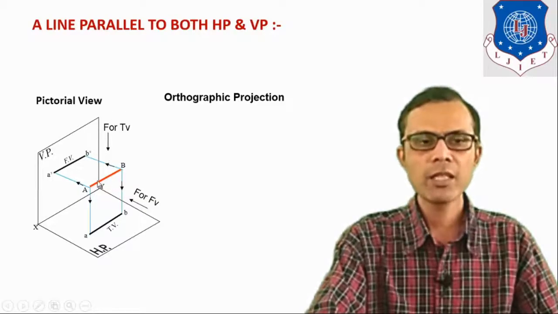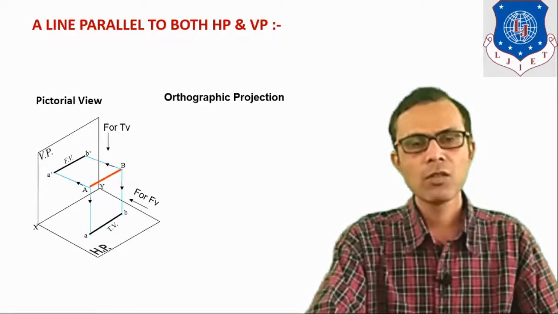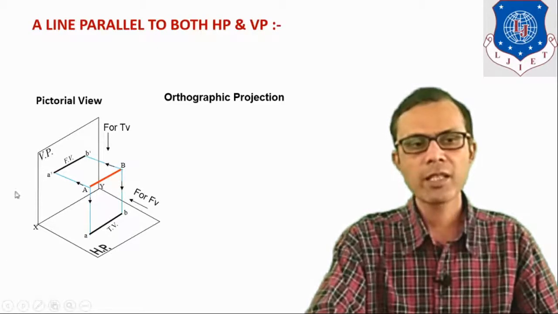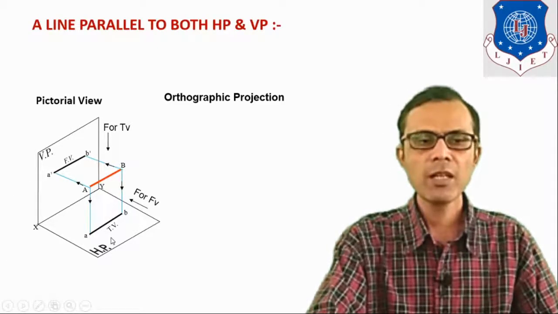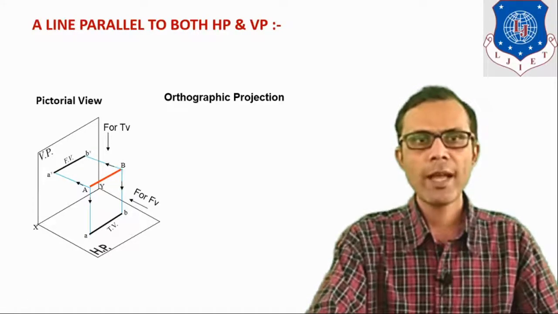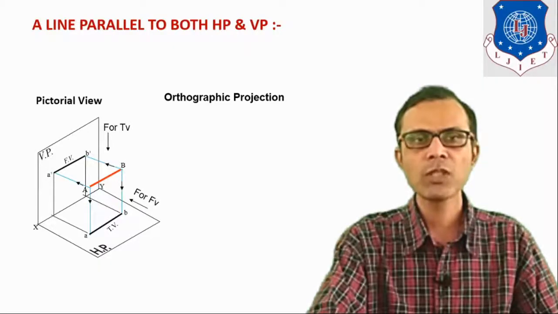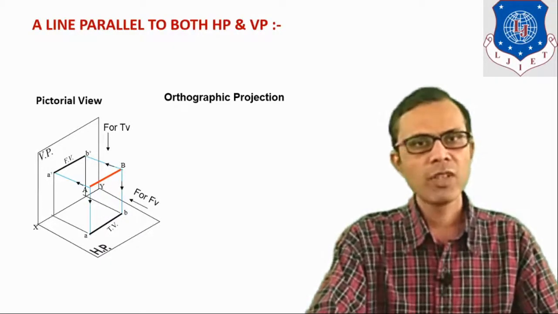And when we look at this line from the top view direction, AB is the top view for the given line with actual length of the given line. So in both of the cases, in front view as well as in top view, it shows the true length because the line is parallel to both HP and VP. So front view and top view both are a line with true length.